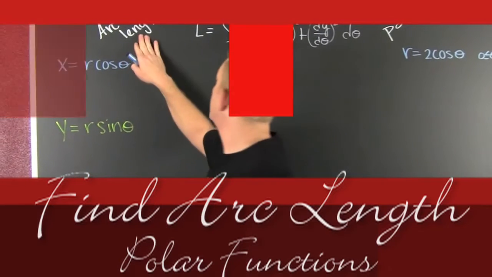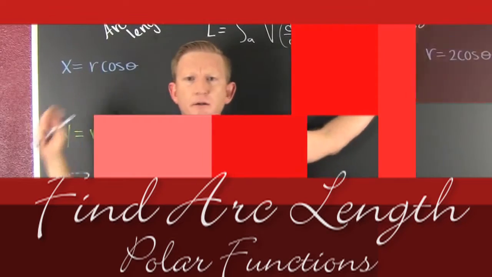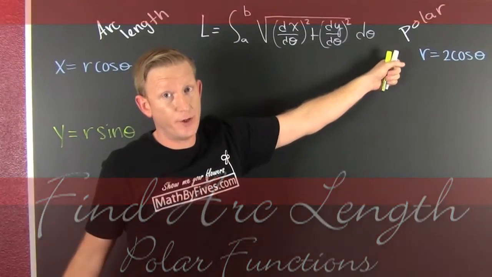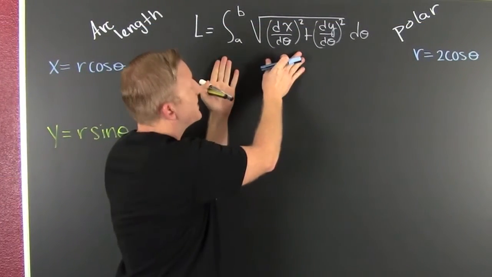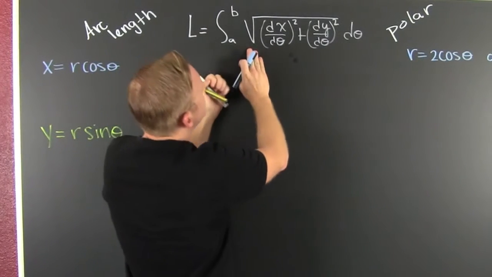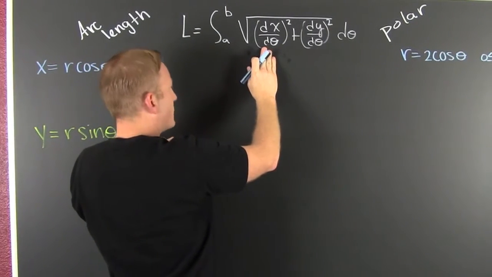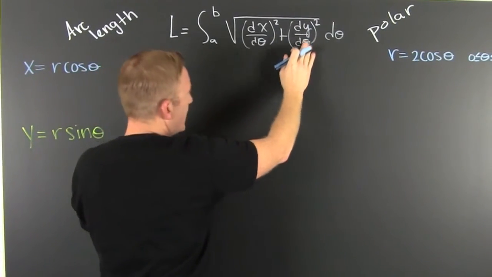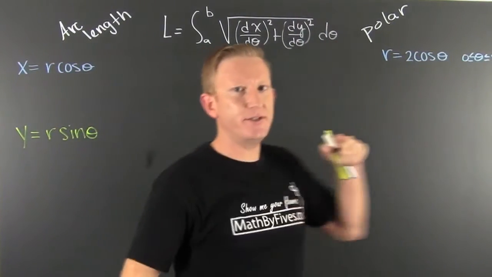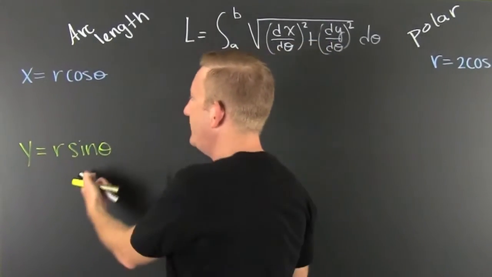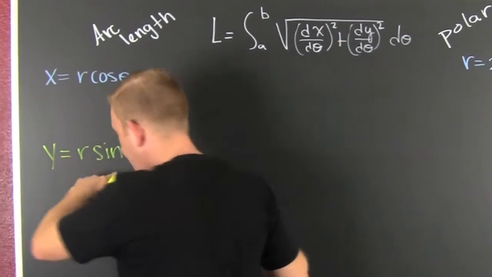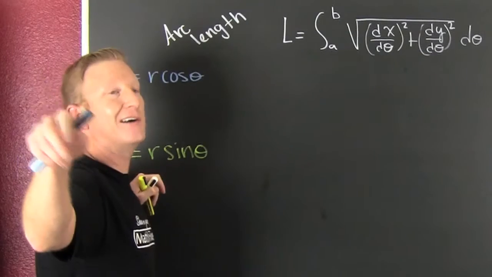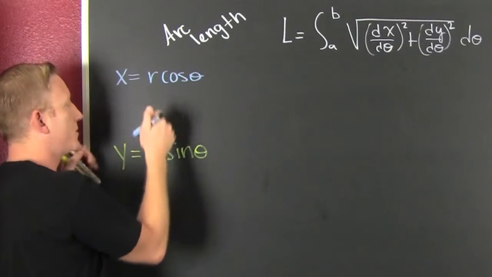Arc length in polar form. Previously shown in math class, the arc length is given by the integral of the square root of the differential of x with respect to theta squared plus the differential of y with respect to theta squared, and I wish to derive it. Here we go.